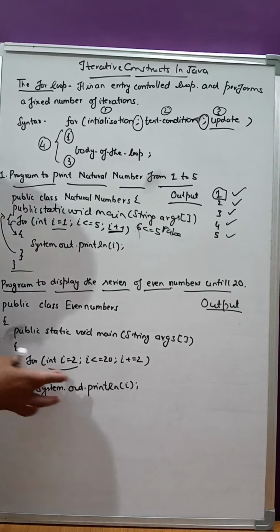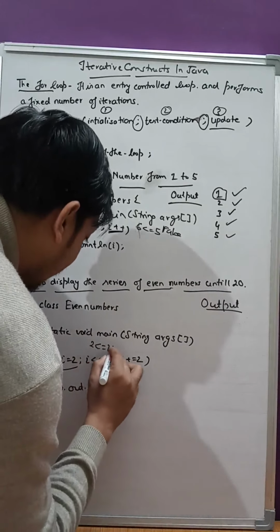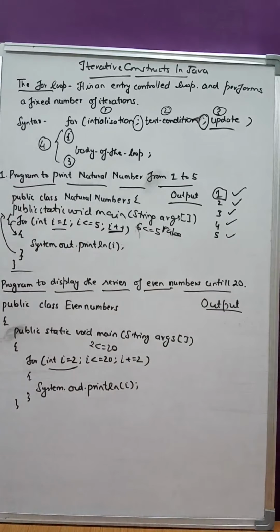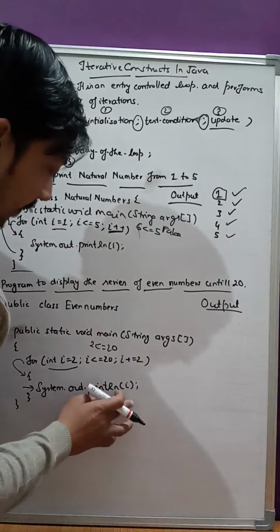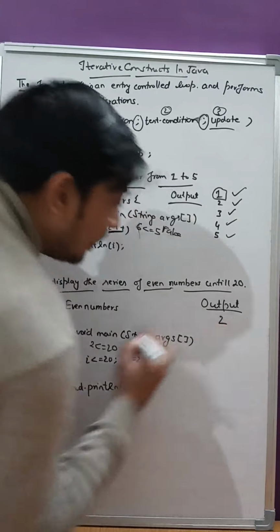Now when I is equal to 2, the condition is checked for 2 less than equal to 20. In this case the condition will be true. When the condition is true, you will be executing the statement inside the curly brackets, System.out.println of I. So the value of I is equal to 2 for the first time, so 2 will be printed.